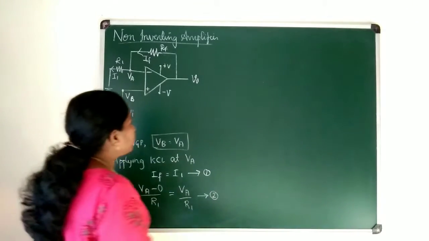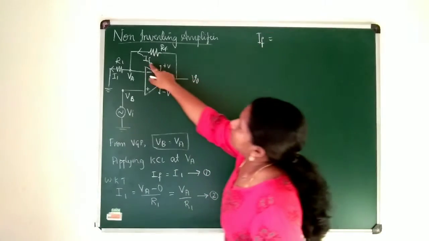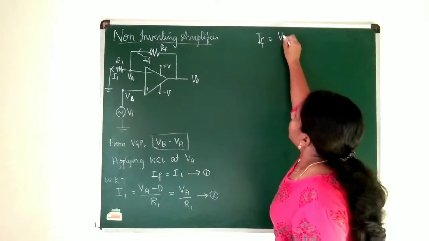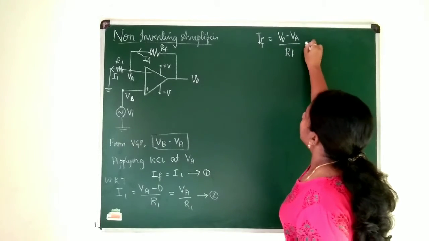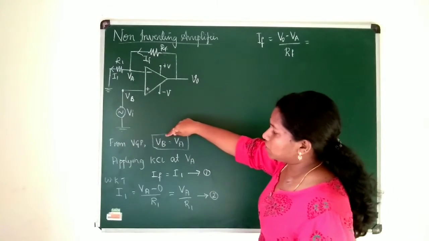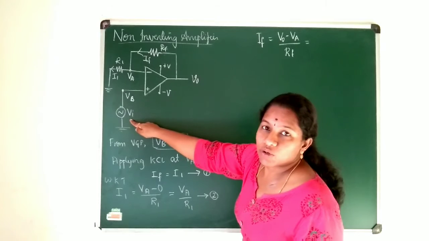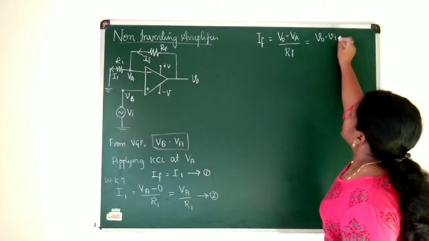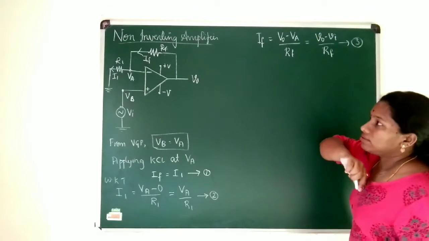Next, I need to find out what is IF. This IF is nothing but V0 minus VA divided by RF. This is another equation. I can substitute for this VA because you know that from the virtual ground property VA is equal to VB. What is VB? VB is nothing but the input voltage VI, right? So you write that V0 minus VI divided by RF. This is another equation, number 3.